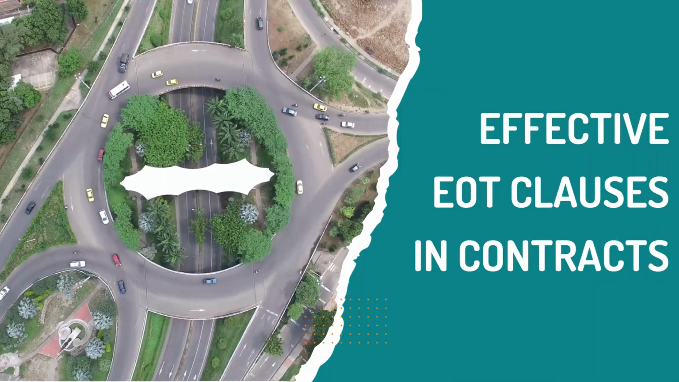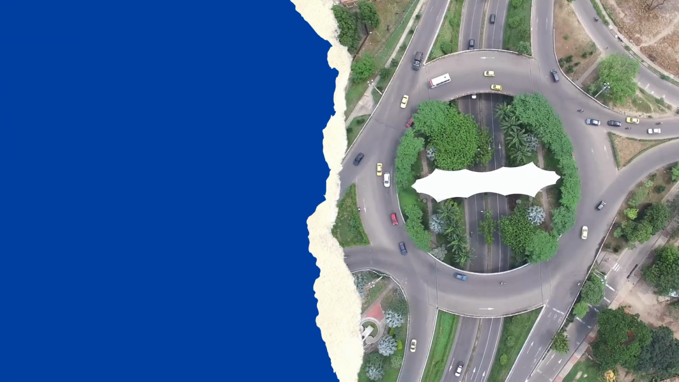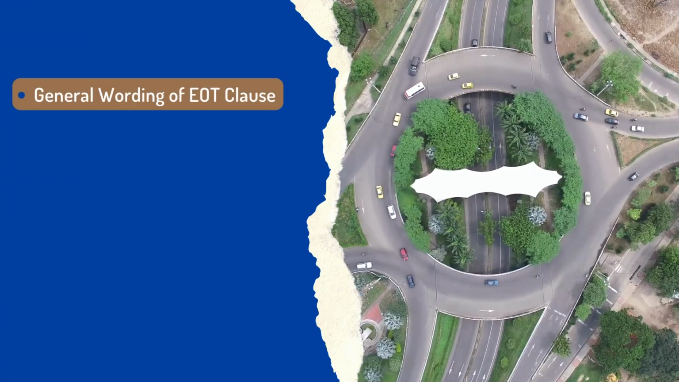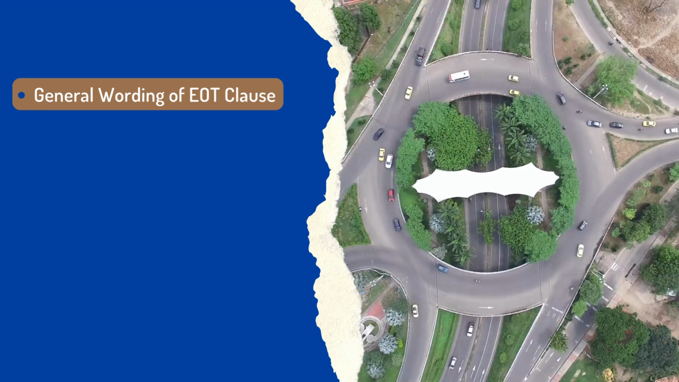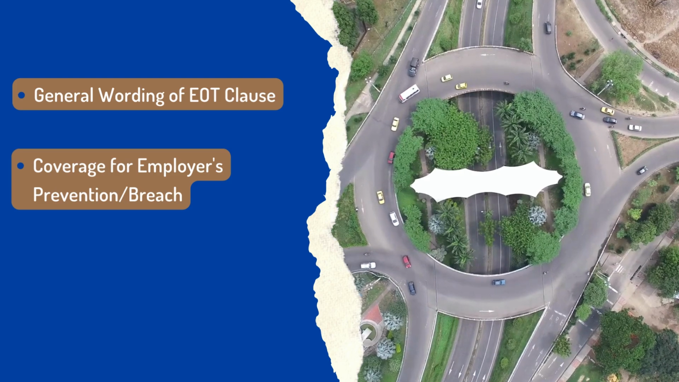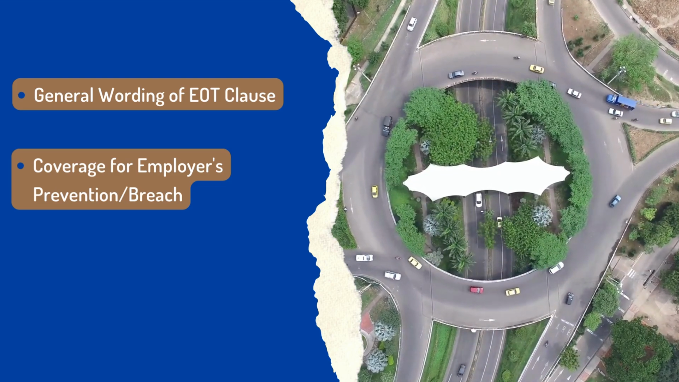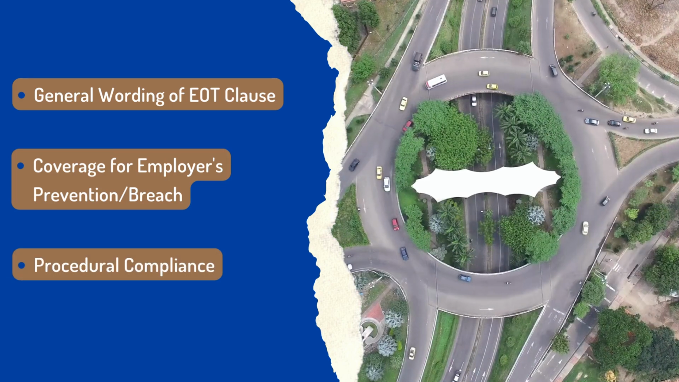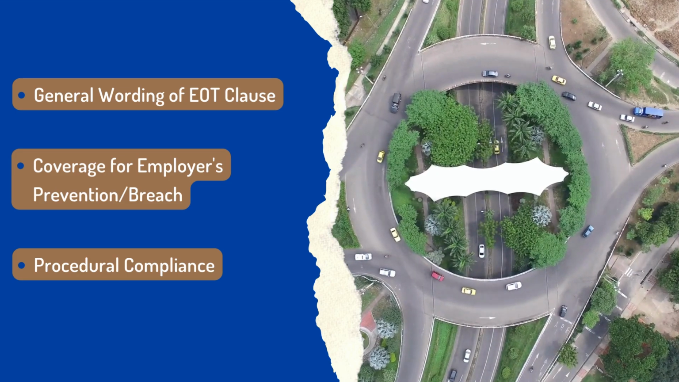An effective EOT clause should broadly cover delays resulting from the employer's actions or omissions. English courts have ruled that vague terms like "any other special circumstances" don't cover such breaches. The clause should also explain what happens if the contractor fails to follow procedural requirements when applying for an EOT.